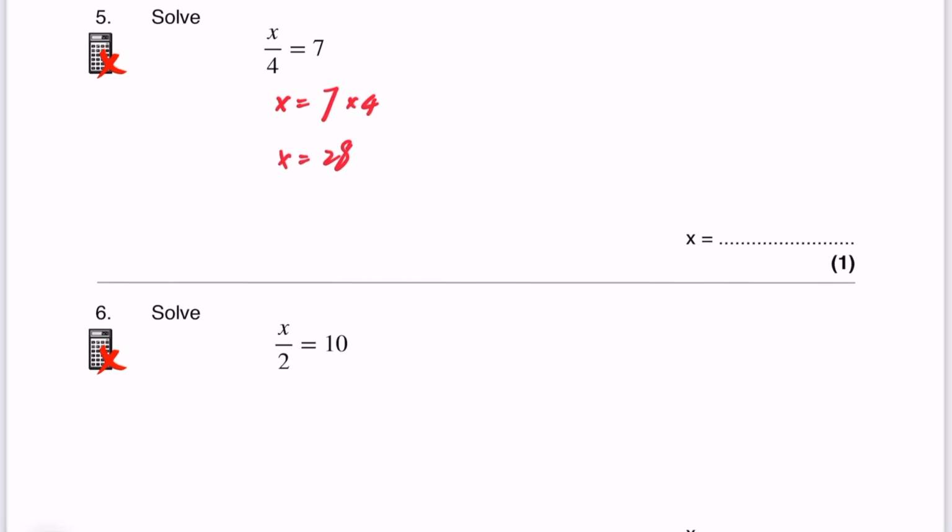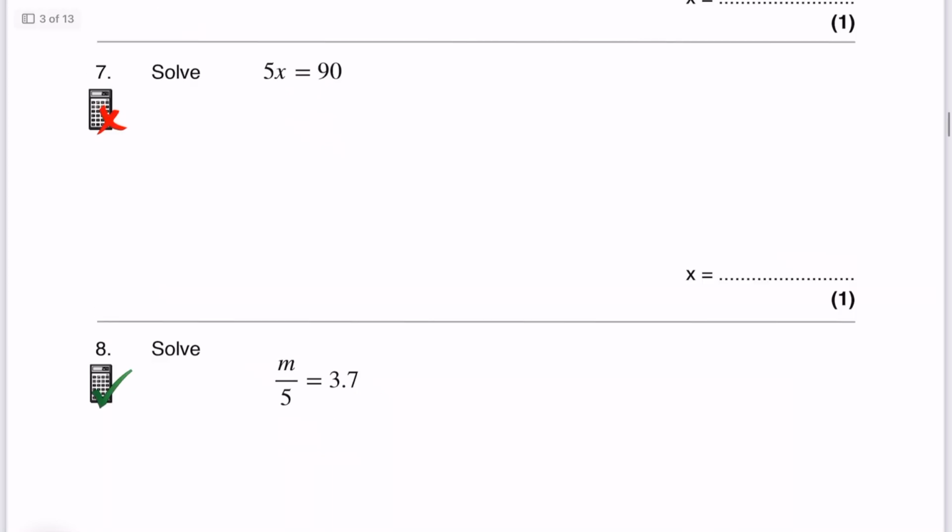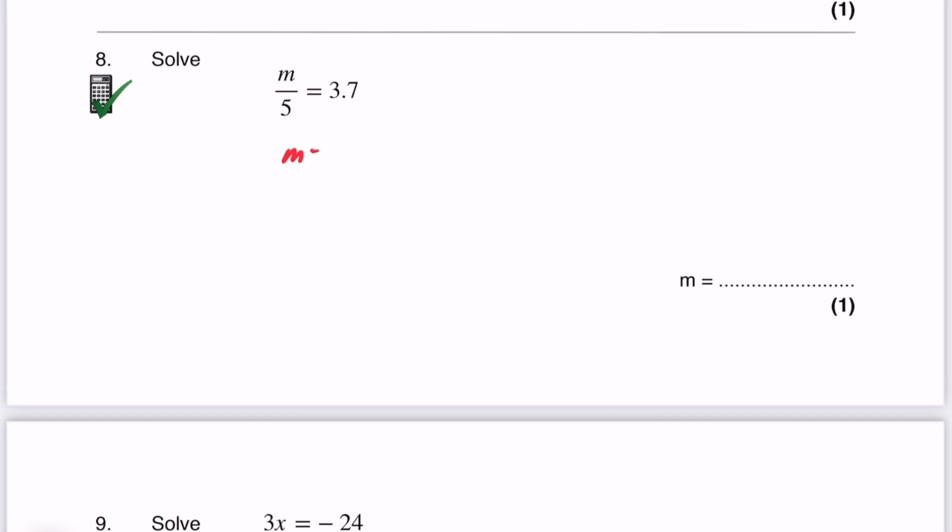Okay, let's move on to question 6. x equals 10 times 2. x equals 20. For question 7, x would equal 90 divided by 5. And the reason why it's a division is because on the left-hand side, it's multiplication. After the rearrangement towards the right-hand side, it has to be a division. And 90 divided by 5 equals 80. For question 8, m equals 3.7 times 5, which would equal 18.5.